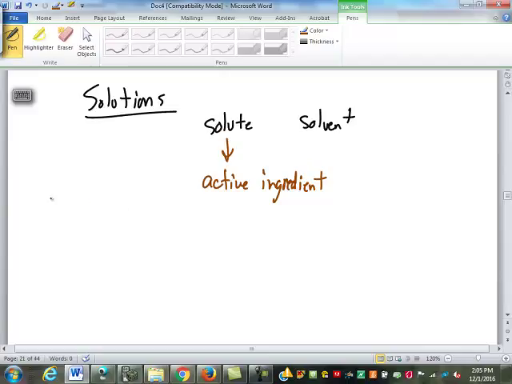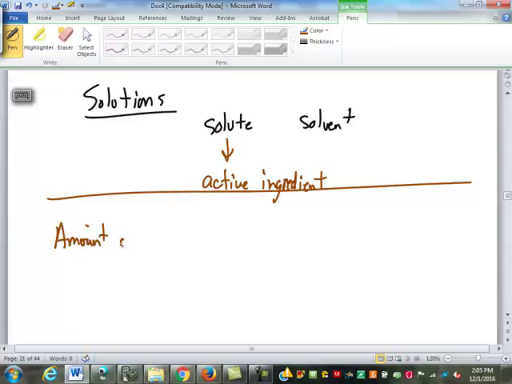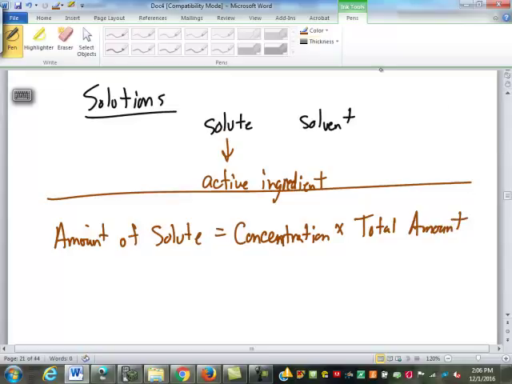So the amount of that active ingredient, the amount of the solute, is equal to the concentration times the total amount. The concentration is the percent as a decimal. It's what we call a rate.